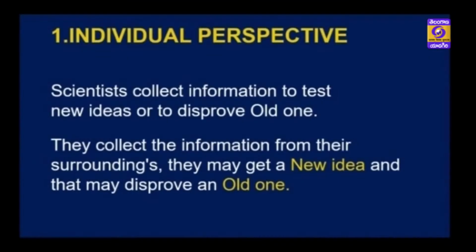For example, you might have studied about Thomas Alva Edison, who invented the first electric bulb. He made several attempts. In the 100th attempt, he succeeded. Like that, scientists work on their individual ideas so that they overcome the faults in their experiments, and they come out with an original or new idea, or they may disprove the old one. They collect information from their surroundings, they may get a new idea, and that may lead to a discovery or disprove an old one.